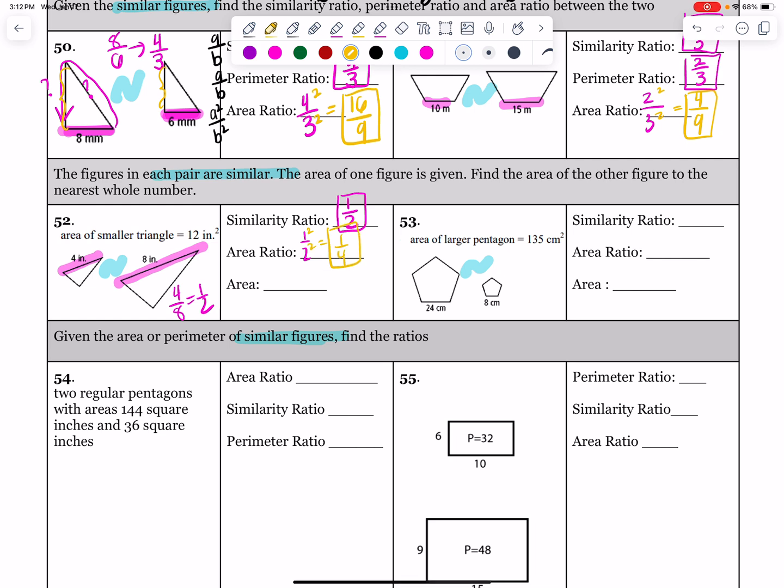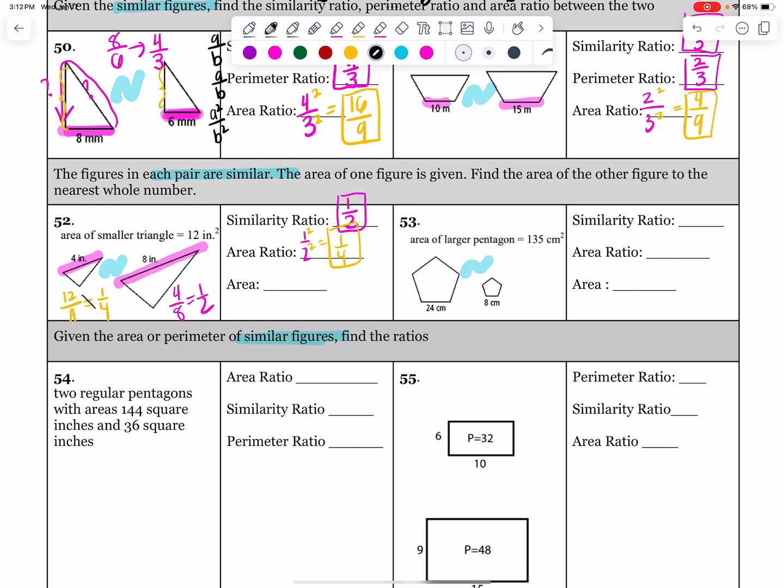You can actually use that to find the area of the larger triangle. So the area of the smaller triangle is 12. Let me do that in yellow. If the area of the smaller triangle is 12, how do I find the area of the bigger triangle? Well, 12 over A, the area of the larger triangle, is going to be equal to the ratio of the areas, which is 1/4. So I don't set that equal to 1/2, that's the similarity ratio. I set that equal to 1/4, because I know that the bigger area is going to be 4 times bigger, in the ratio of 1 to 4.